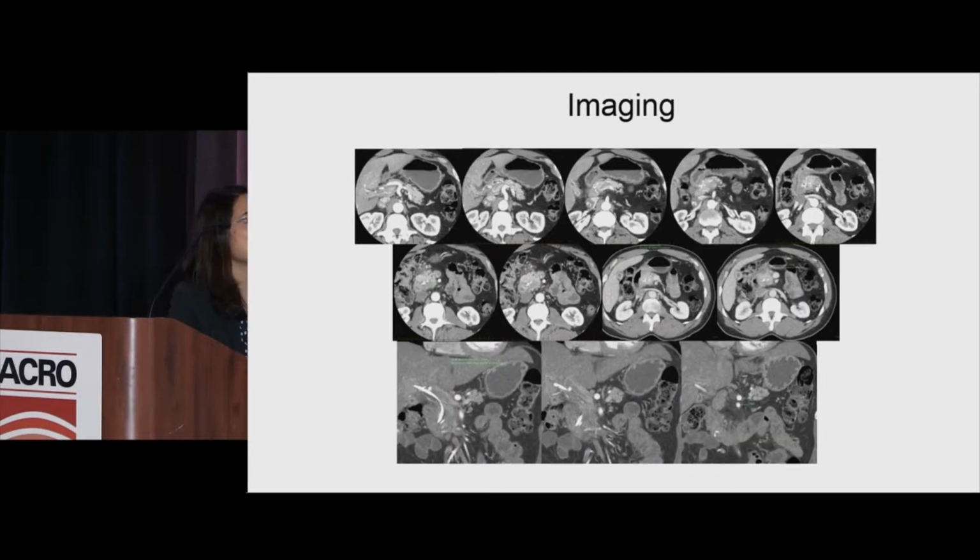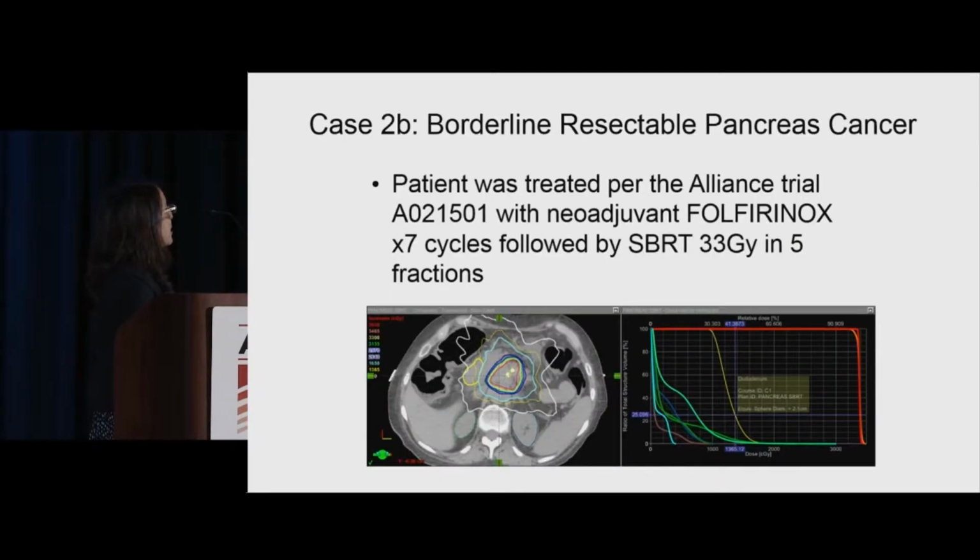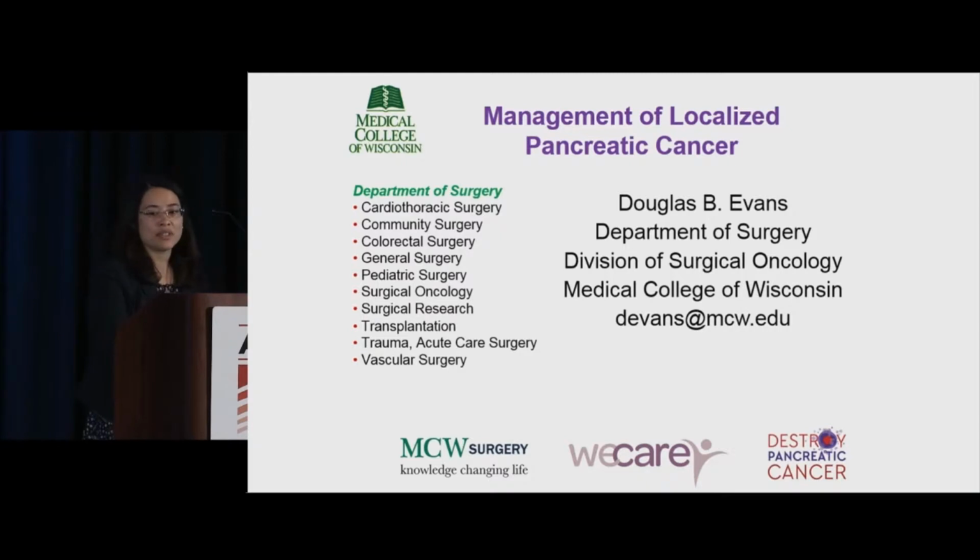These are some of the cuts through the axial and the coronal versions of the patient's imaging, and you can see in the lower right-hand side the vessels. The patient, again, is discussed in tumor board and is also placed on trial on the Alliance trial with neoadjuvant FOLFIRINOX and followed with SBRT, 33 grays in 5 fractions. We're going to have now Dr. Evans talk about these 2 cases.